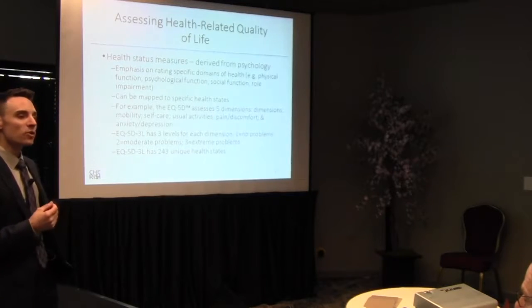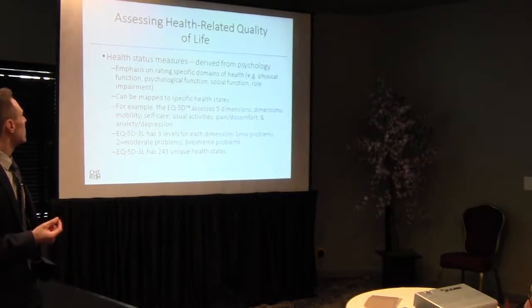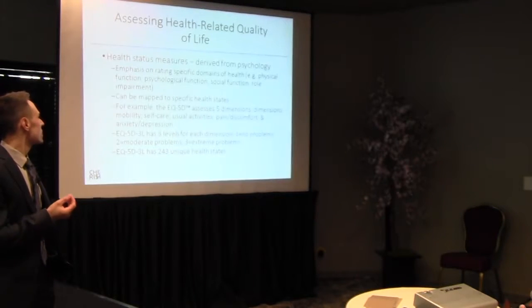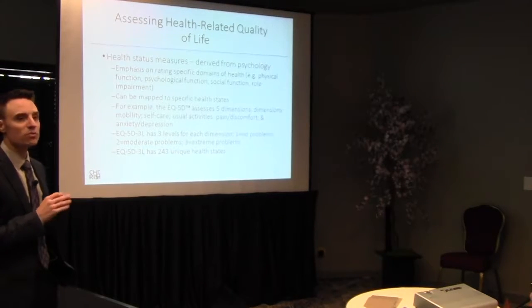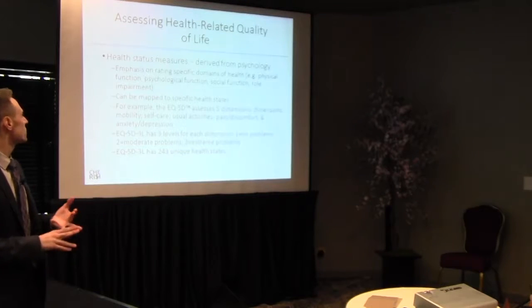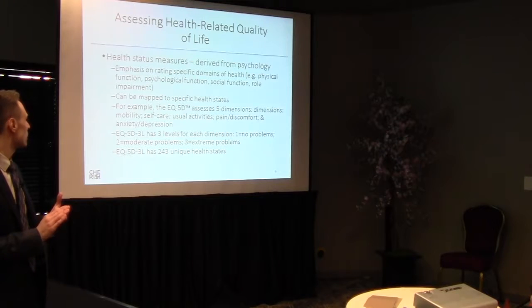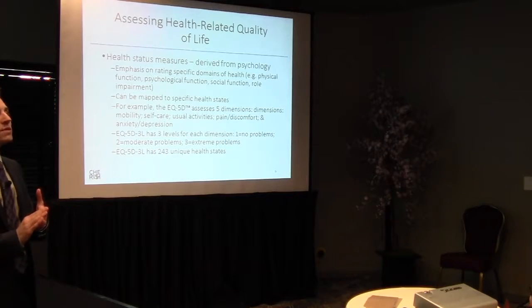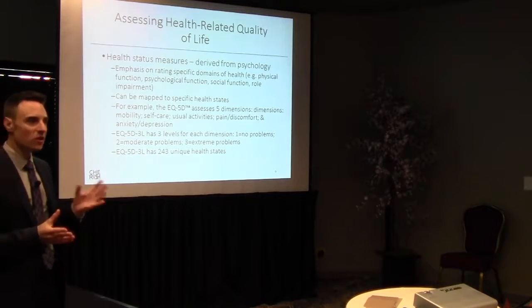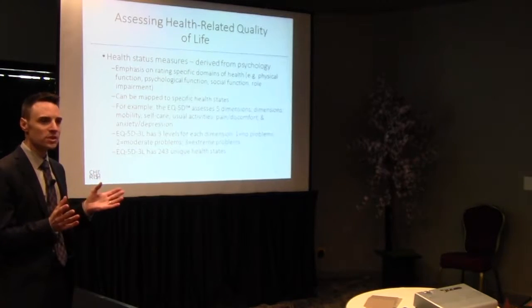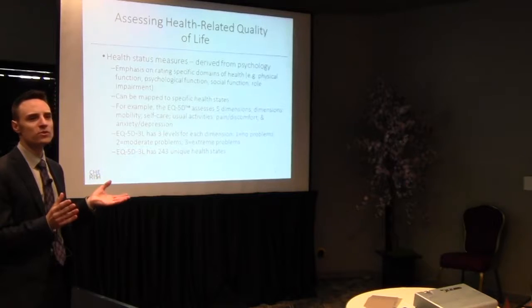So with regard to health-related quality of life, these are measures that are derived from psychology. So there's an emphasis on rating specific domains of health. So we're talking physical function, psychological function, social function, role impairment. And what we can do is map these to specific health states, right? So for example, the EQ5D. Who's heard of the EQ5D?